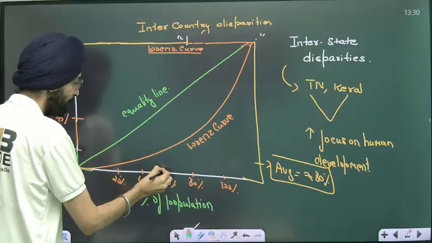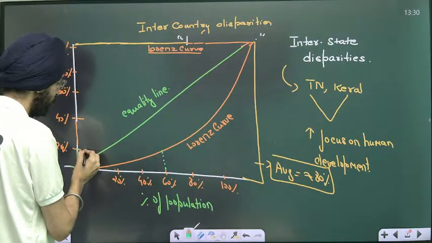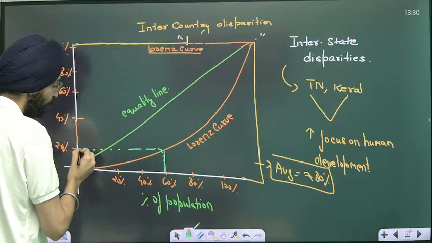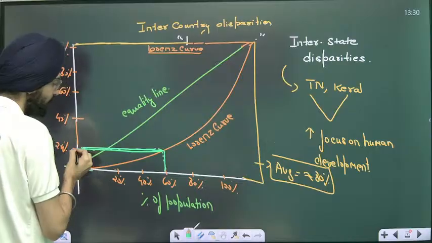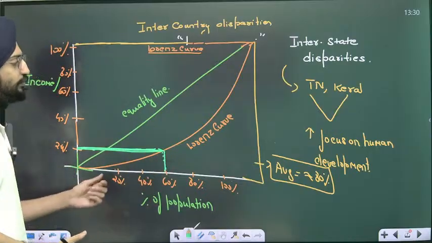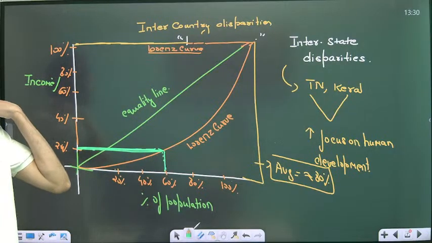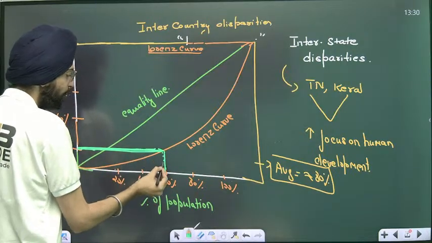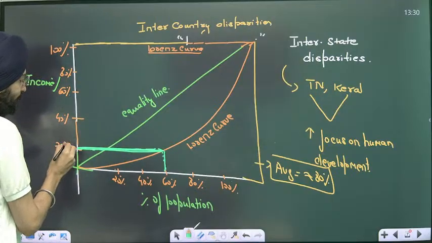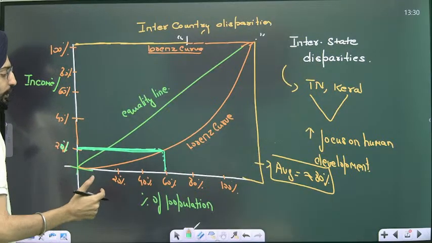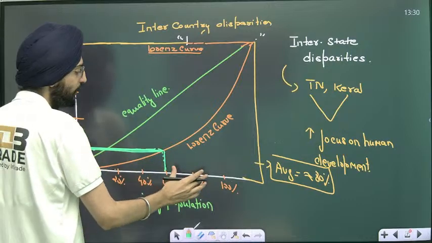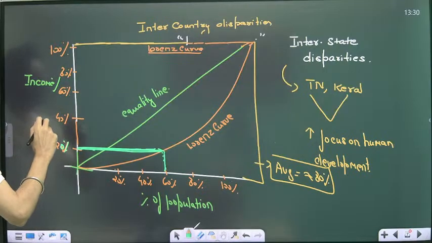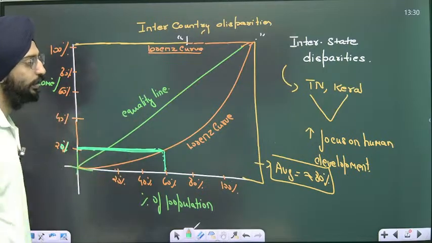60% of population, approx 60% of population have only 20% of income. That represents complete inequality. That means the rest 40% have 80% of income. Again, analyze this. 60% of population only have 20% of the nation's income. The rest 40% have 80% of national income. That means there has been a huge inequality.